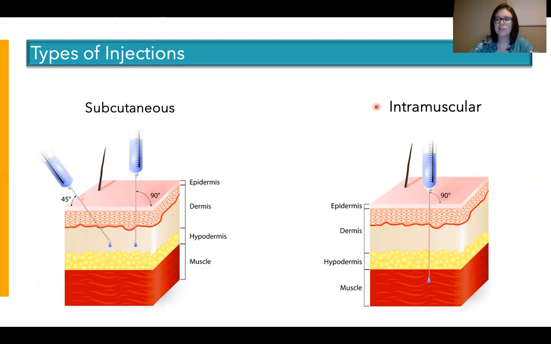And then intramuscular, those go into the muscle. So these are things usually like when you get a flu shot or a pneumonia shot, they're giving it into the muscle. But sometimes if someone's on hospice, you might have to give pain medication or some anxiety medications. Sometimes those go into the muscle too. So it's just something to keep in mind.